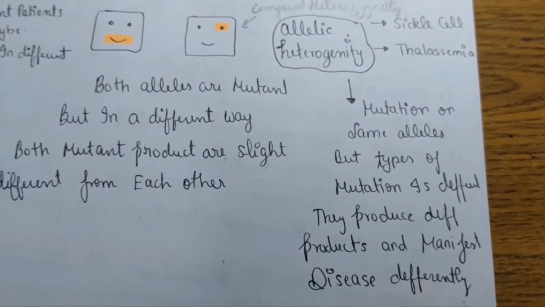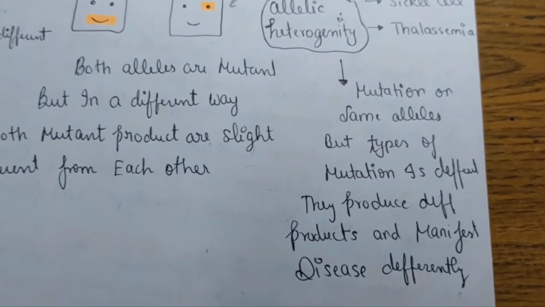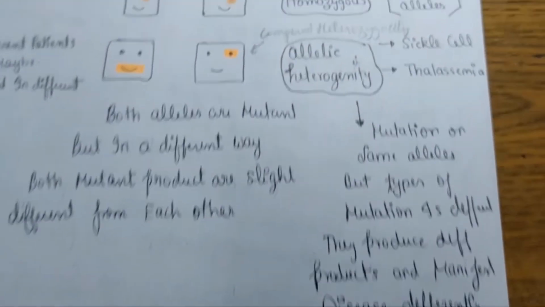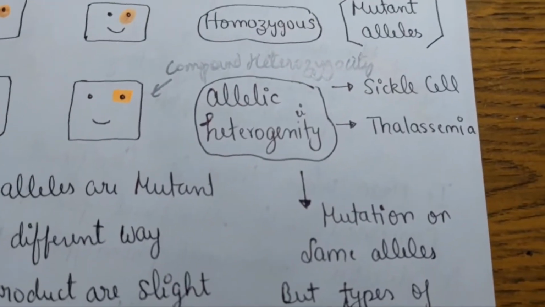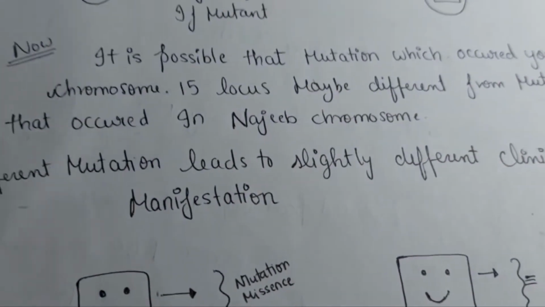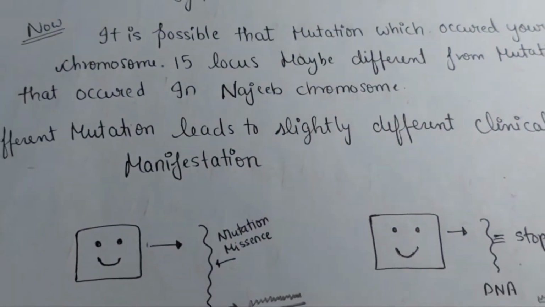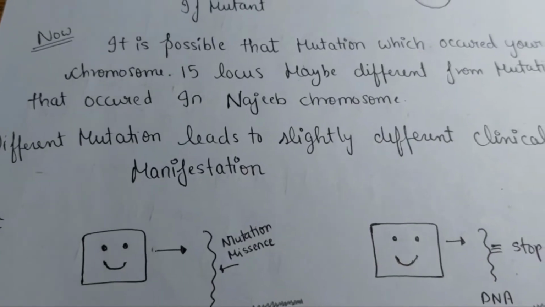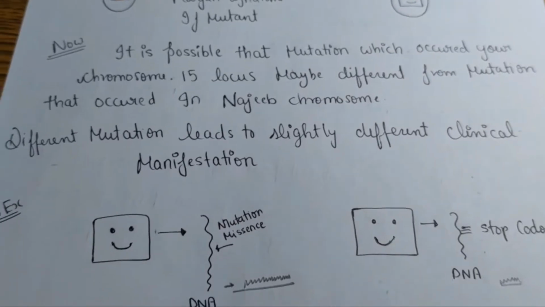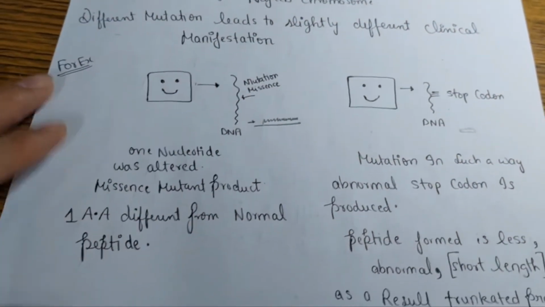So, in allelic heterogeneity, the mutation is in the same gene, but the type of mutation is different. Therefore, they produce different products and manifest disease differently. Examples of this can be sickle cell anemia and thalassemia. Further carrying this concept, it is possible that the mutation which occurred on your chromosome number 15 locus may be different from the mutation that occurred in chromosome number 15 of Dr. Najib. So different mutation leads to slightly different clinical manifestation.